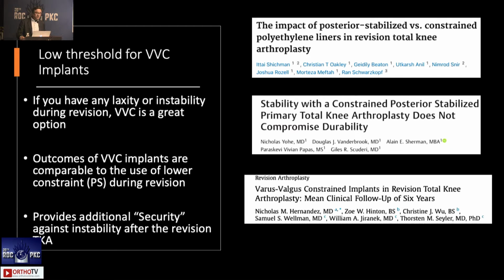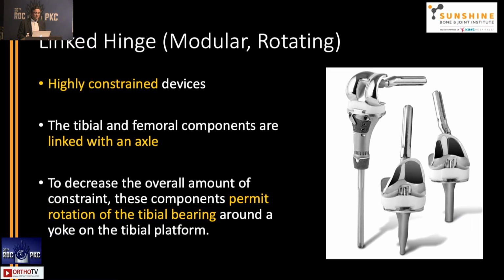So outcomes of VVC implants are comparable to the use of lower constraint during revision. That's a big relief, because initially you were a bit skeptical to use the VVCs, but now you can see any doubt about the insufficiency or the adequacy of the collateral ligaments, you can go and put the VVC. Provides additional security against instability after the revision total knee.